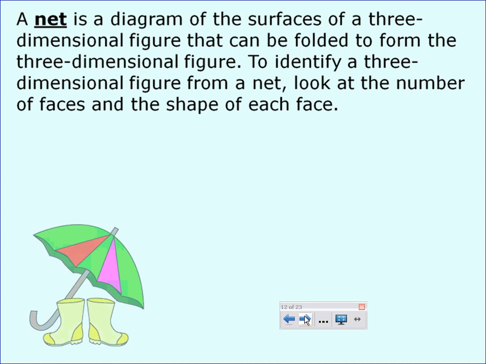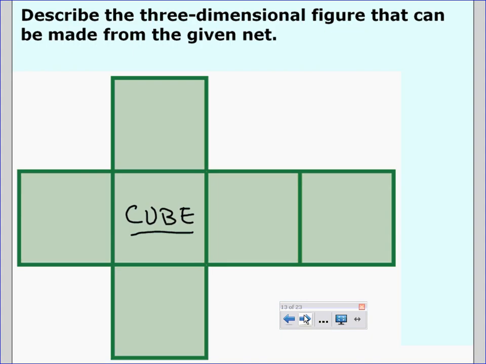The next thing that we're going to talk about is a net. A net is a diagram of the surfaces of a three-dimensional figure that can be folded to form the three-dimensional figure. To identify a three-dimensional figure from a net, look at the number of faces and the shape of each face. So what I'm doing is taking a two-dimensional net and folding it up to make a three-dimensional figure. All the figures you see here you have on your sheet.